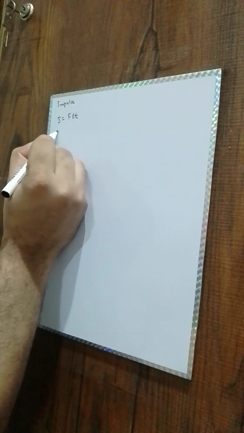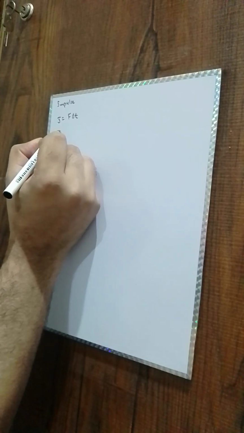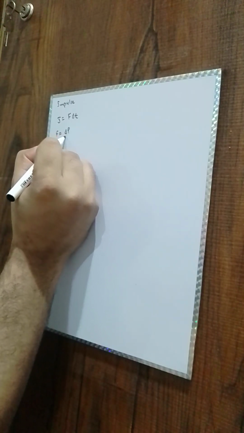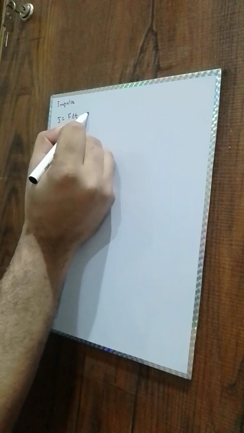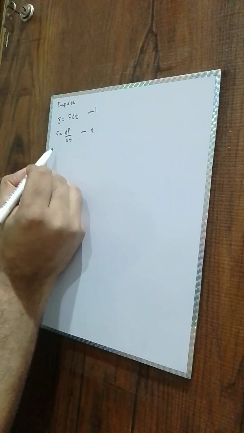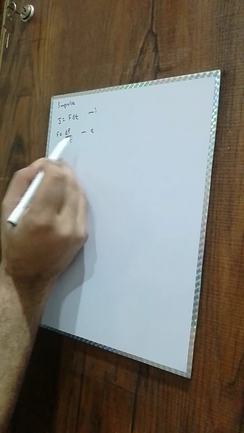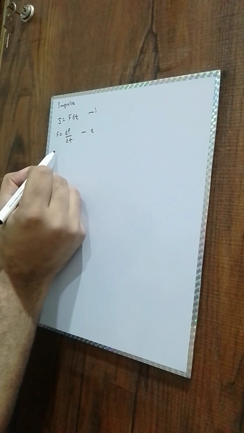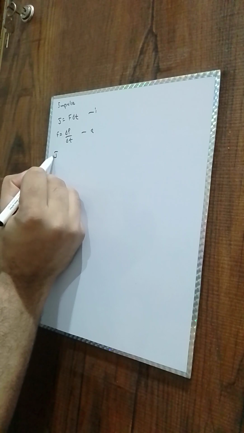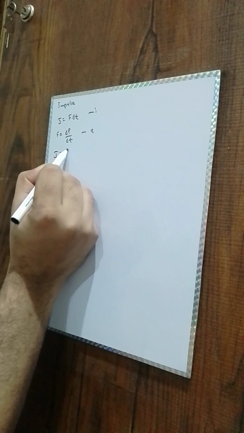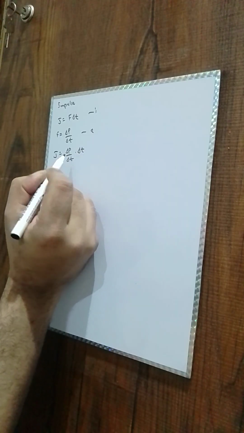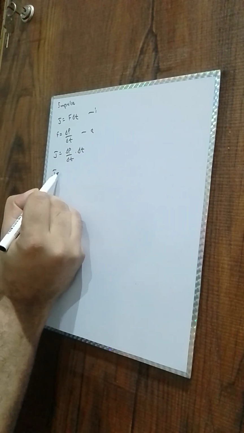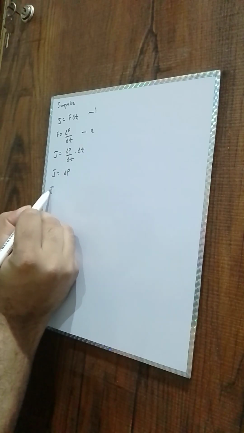And F, we know that it is equal to delta p by delta t. Okay, so we can substitute this in. So J is equal to delta p by delta t dot delta t. So now we can cancel out delta t's. So J is equal to delta p. So this is the second form.